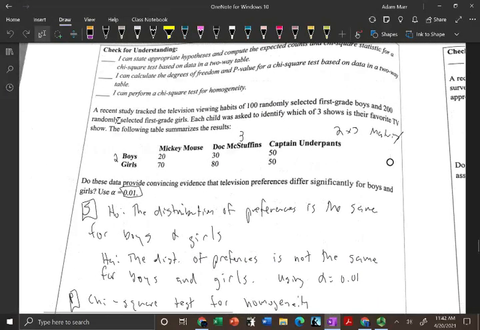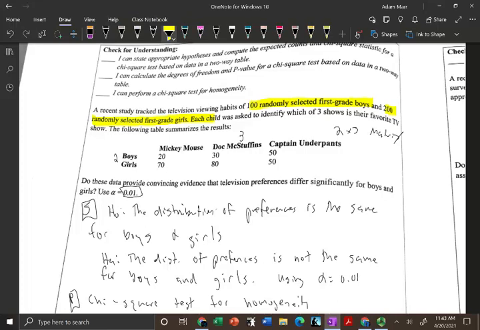This is for homogeneity. A recent study tracked the television viewing habits of 100 randomly selected first grade boys and 200 randomly selected first grade girls. So that tells me this is likely going to be homogeneity. Each child was asked to identify which of three shows is their favorite TV show. The following table summarizes the data. Do these data provide convincing evidence that television preferences differ significantly for boys and girls?